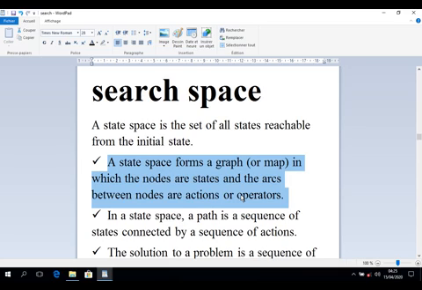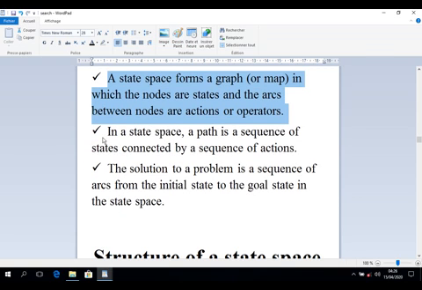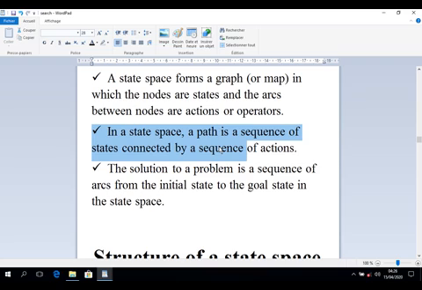A state space forms a graph or a map in which the nodes are states and the arcs between the nodes are actions or operators. So the state space is represented as a graph, and we know what a graph is: a set of nodes linked by arcs. Is it okay? So that is the second lecture on data structures. Fine.